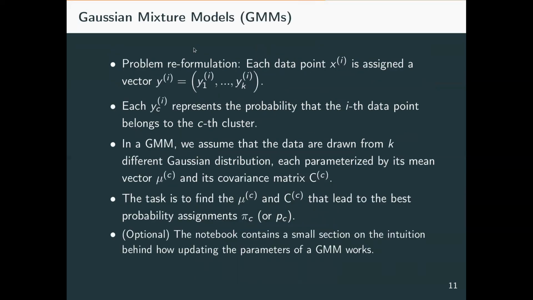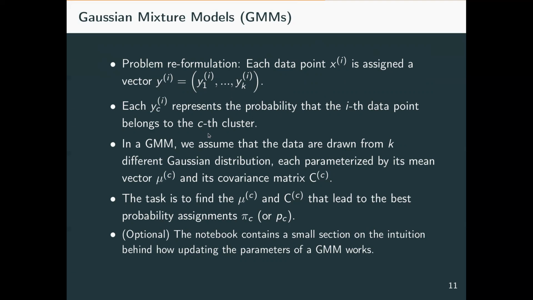Right. And Gaussian mixture models are probably the most common way to perform soft clustering. So as we said, we assign probabilities. So instead of assigning a data point to one class, we are now assigning scores in a vector of classes. So its y_i would contain a score that the ith data point belongs to the first class, and so on.